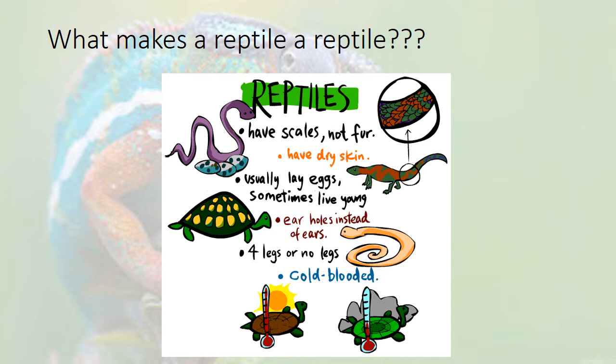Reptiles are ectothermic, meaning that their body temperature is regulated by their environment. Most are poikilothermic, meaning that their body temperature varies, but some, like crocodiles and alligators, are more homeothermic, where they maintain a relatively constant body temperature.